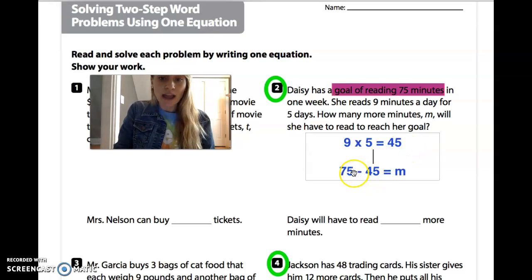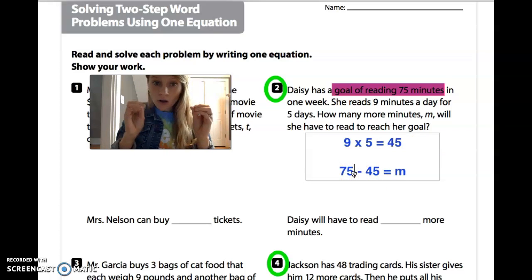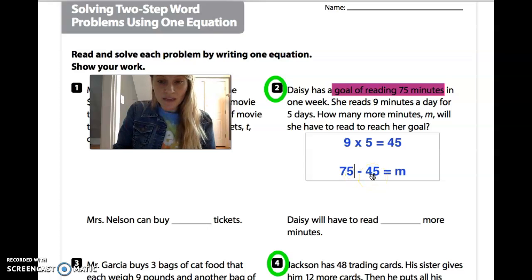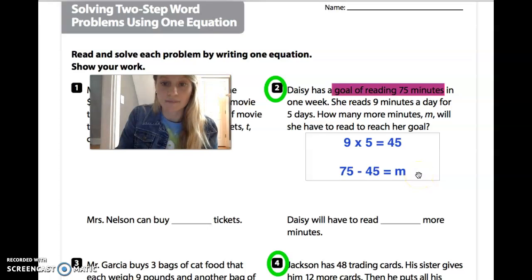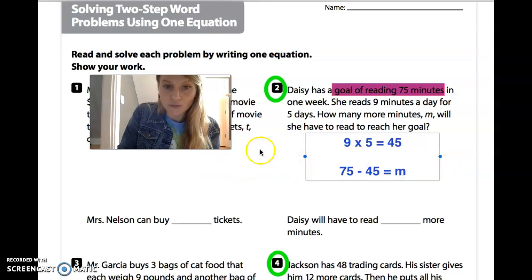Because she has 75 minutes as her goal, she's read 45 minutes, so how many more minutes does she need to reach her goal? How much more does she need to read? And you got to figure this out. Daisy will have to read how many more minutes? So go ahead and do your subtraction problem. You have plenty of space. You can even work over here.